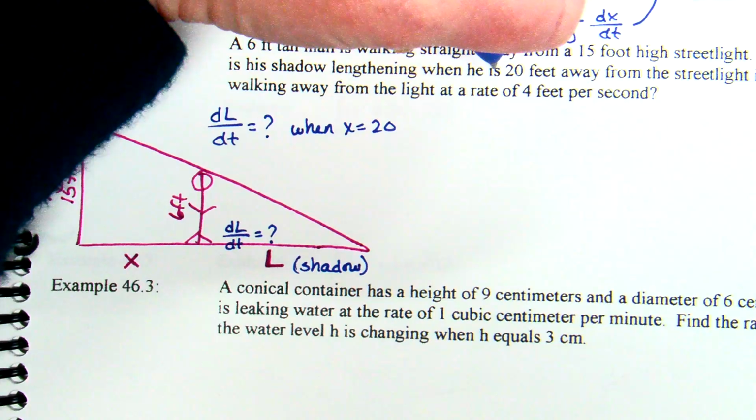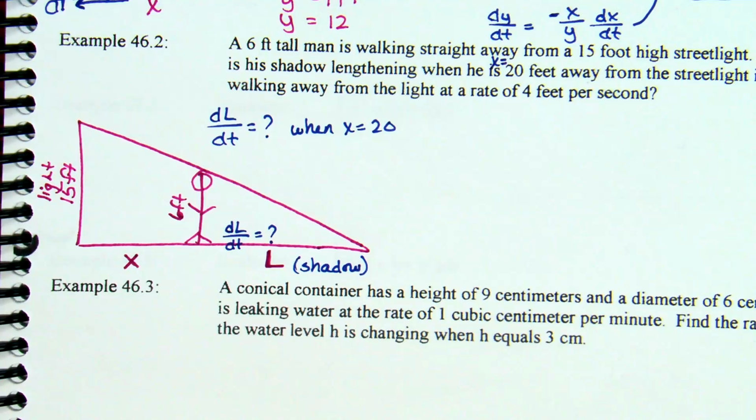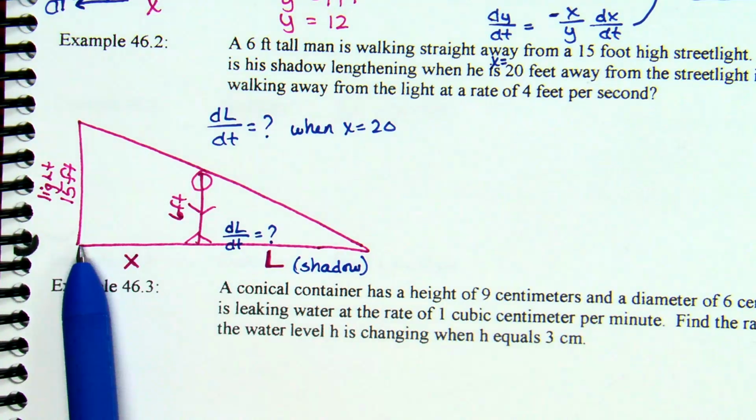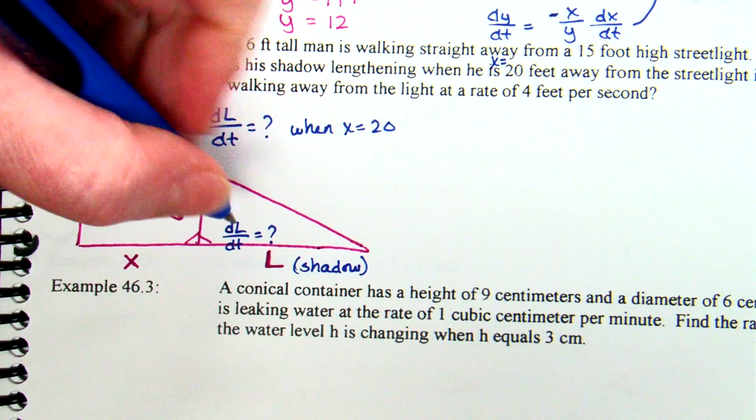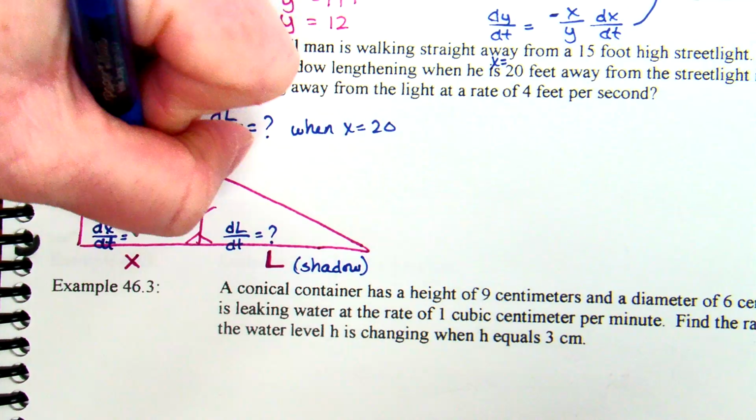If he is walking away from the light at a rate of 4 feet per second. What is that 4 feet per second? What is changing at 4 feet per second? He's walking away from the street light, so x is changing at 4 feet per second. So in other words, that 4 feet per second is dx/dt. It was feet per second, right? Yeah.